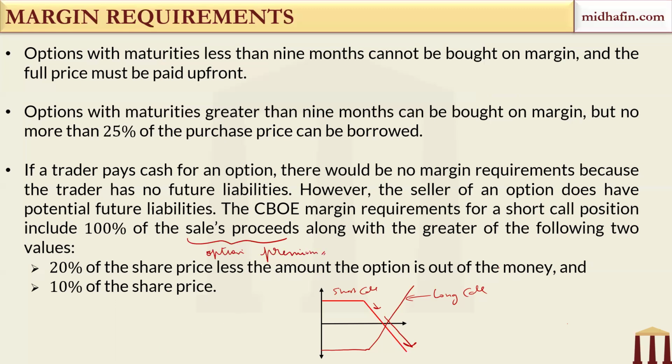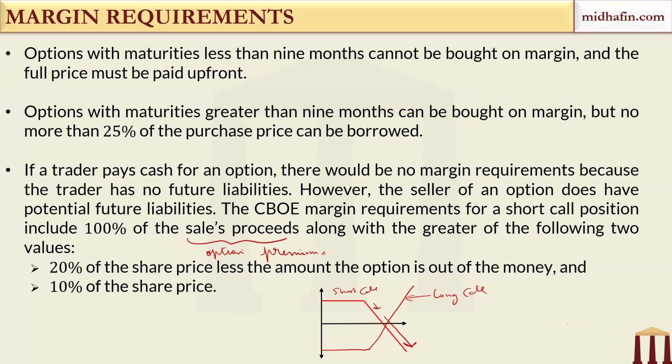Okay, along with the greater of the following two values. So even after collecting the option premium, the exchange is still not happy with only the option premium. The exchange wants more guarantees, more collateral, you can say, because they fear what will happen if the short position fails to honor his or her obligations.